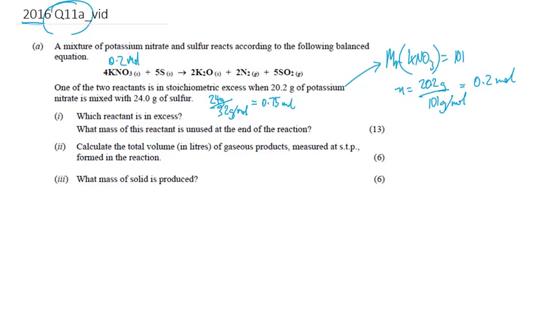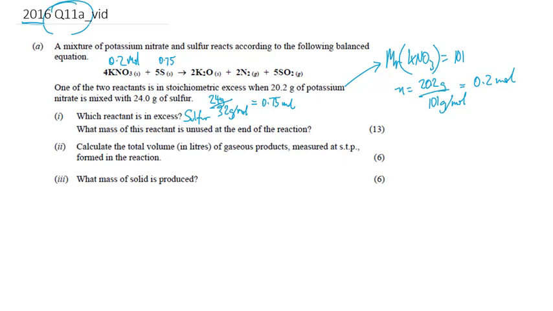Okay, so which is in excess? We've got 0.75, which is several times more than 0.2. It's more than twice. Which is in excess? Sulfur is in excess. What mass of this reactant is unused at the end of the reaction?